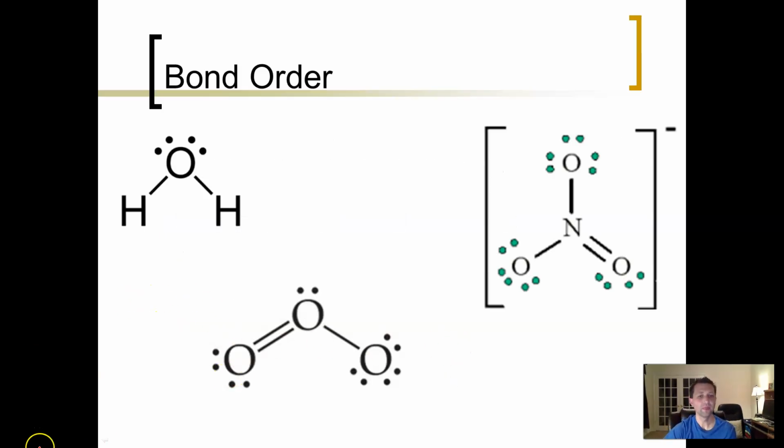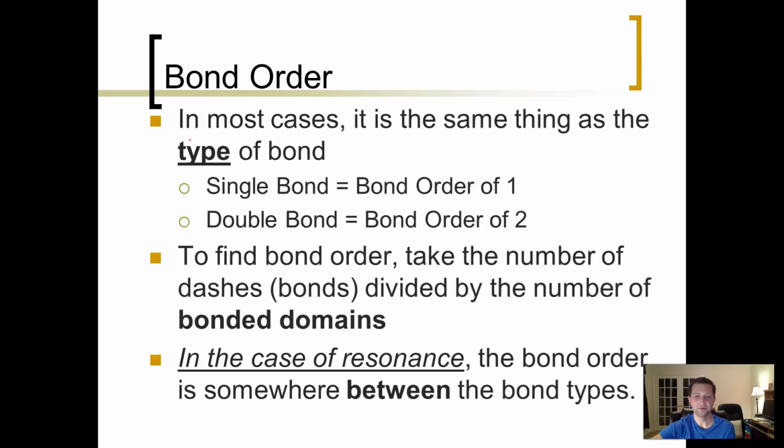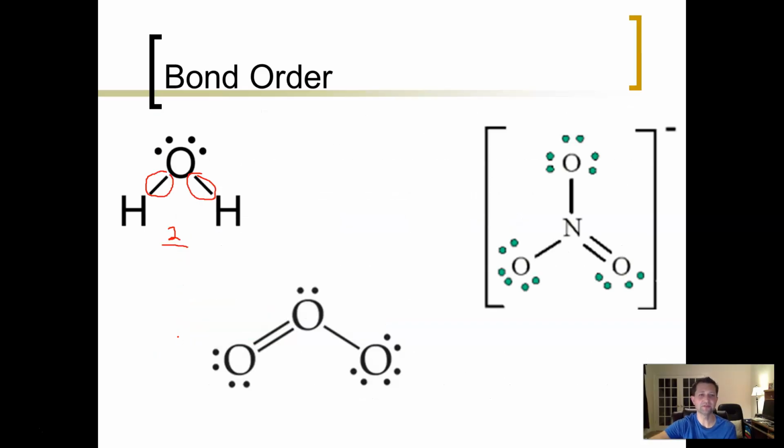Okay, so here they are. For water, bond order is number of dashes, which is 2, divided by domains. And here we have 2. Okay, the lone pairs don't take part in this because they're not bonded. So number of bonded domains, that is really important here. It's not domains in general. You're going to get all sorts of messed up. It is bonded domains. So we have 2 bonded domains, bond order of 1.